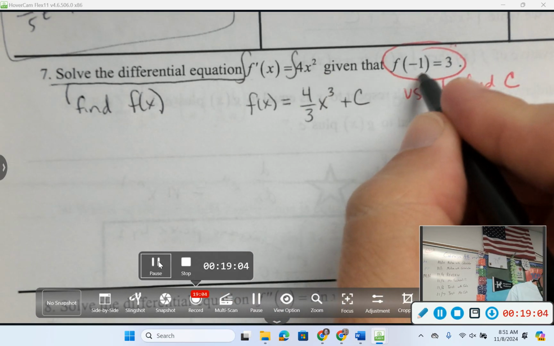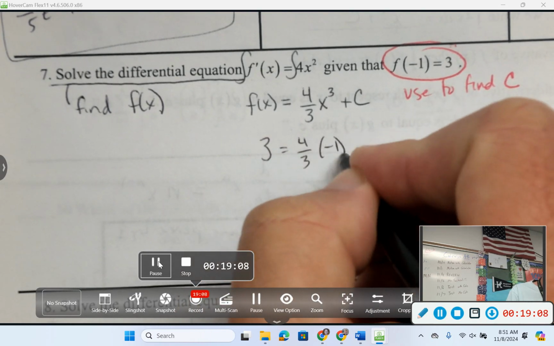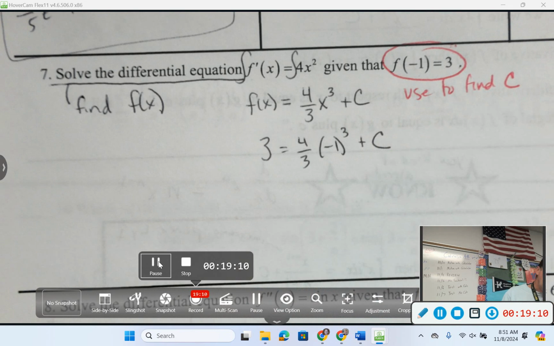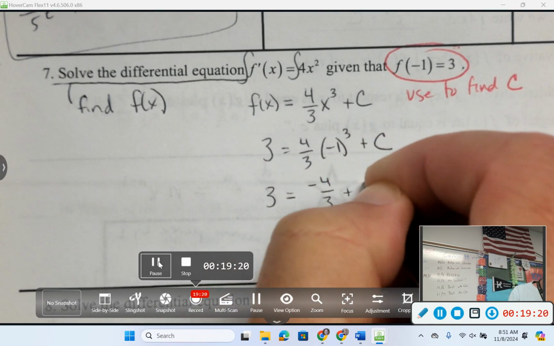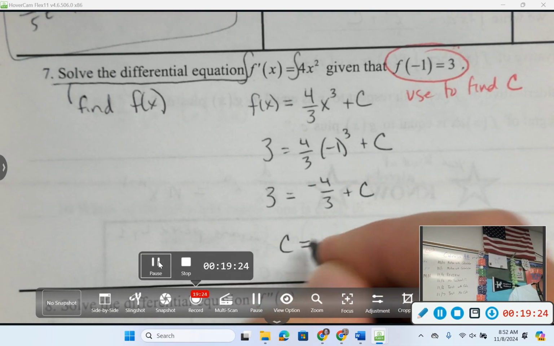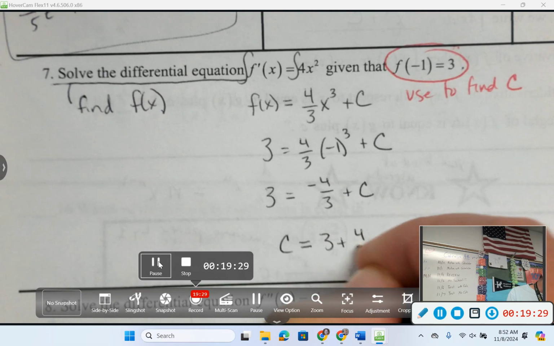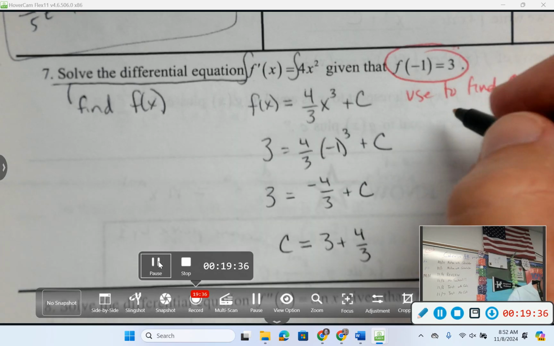So if I plug in negative 1, I should get 3. So 3 is the answer when I plug in negative 1. Right, x is negative 1, f for y is 3. So 3 equals negative 4/3 plus c. So it's kind of an annoying fraction to deal with. C equals 3 plus 4/3, which I guess is an okay way to leave the answer.